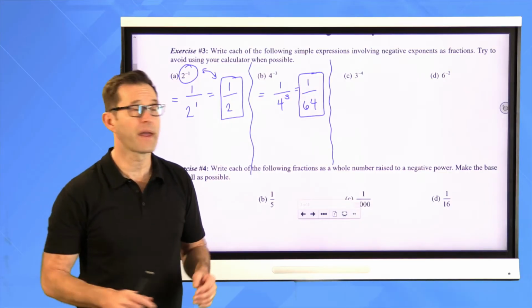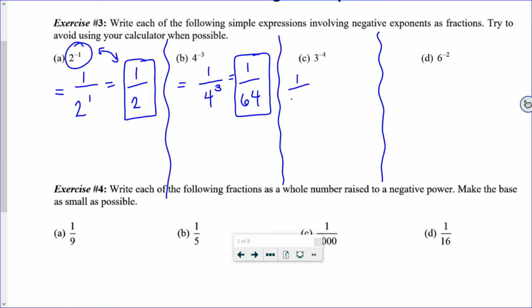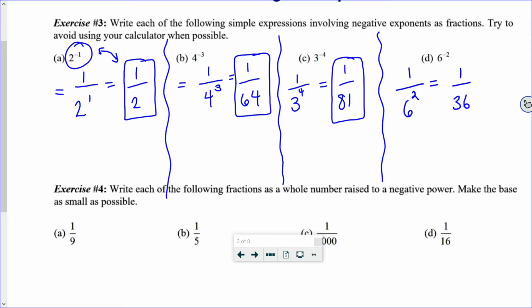All right, 3 to the negative 4th. This is going to be 1 divided by 3 to the 4th. Let's see, what's 3 to the 4th? Well, 3 to the 2nd is 9, 3 to the 3rd is 27, and 3 to the 4th would be 81. Now, 6 to the minus 2 is going to be a pretty easy one, because that's 1 divided by 6 squared. 6 squared is 36. So 6 to the minus 2 is 1/36.